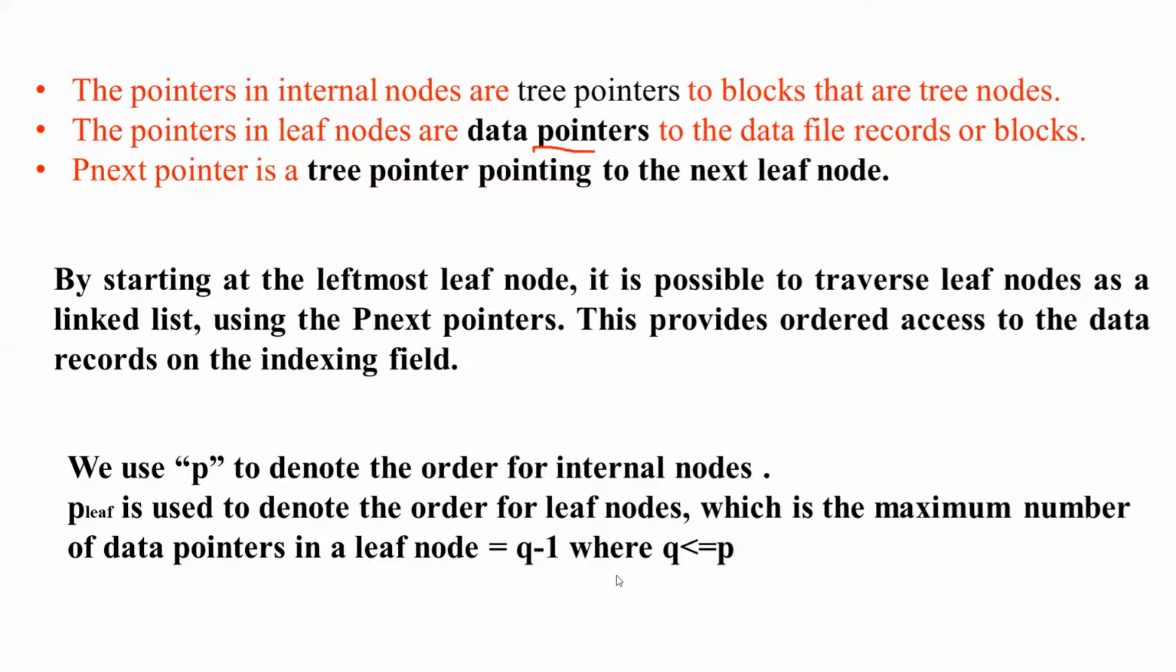So what order is nothing but a value which helps you to identify the minimum or maximum bound on the number of child node pointers which your B plus tree can have. So if the order of a B plus tree is 3, then it can have a maximum of 3 child node pointers.